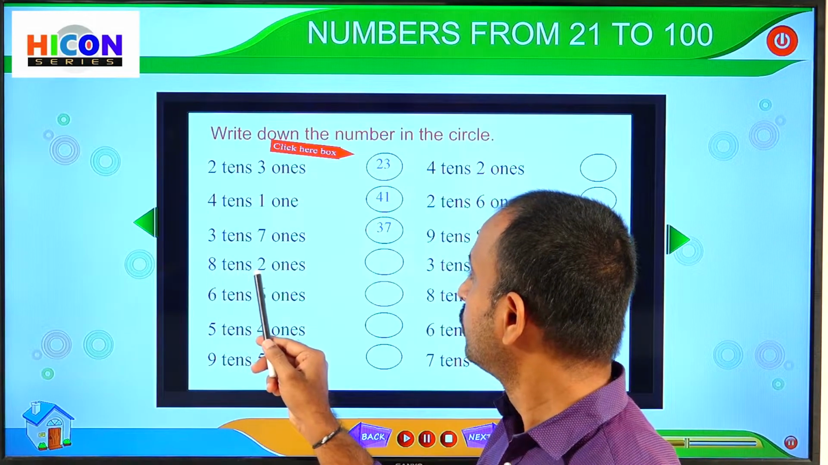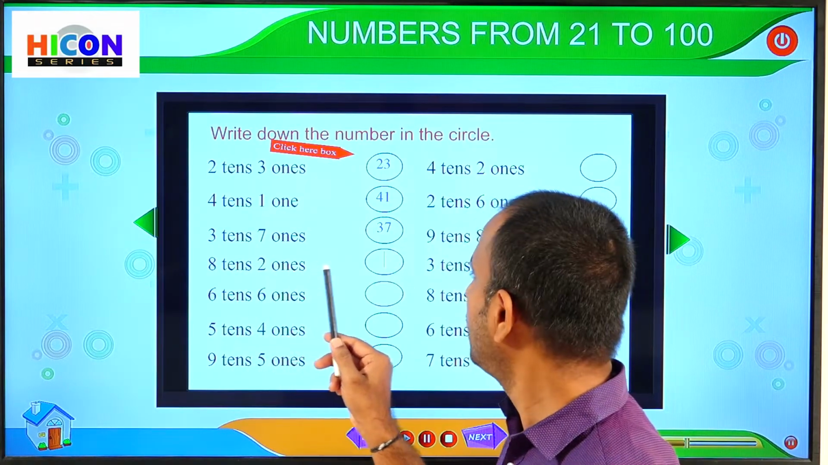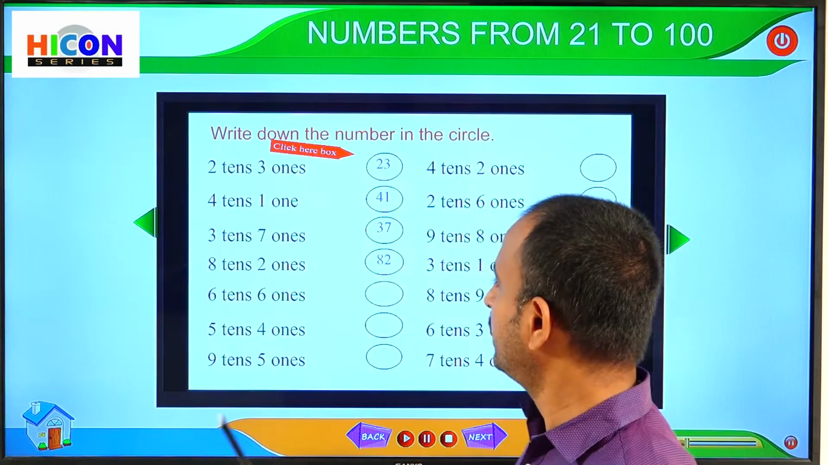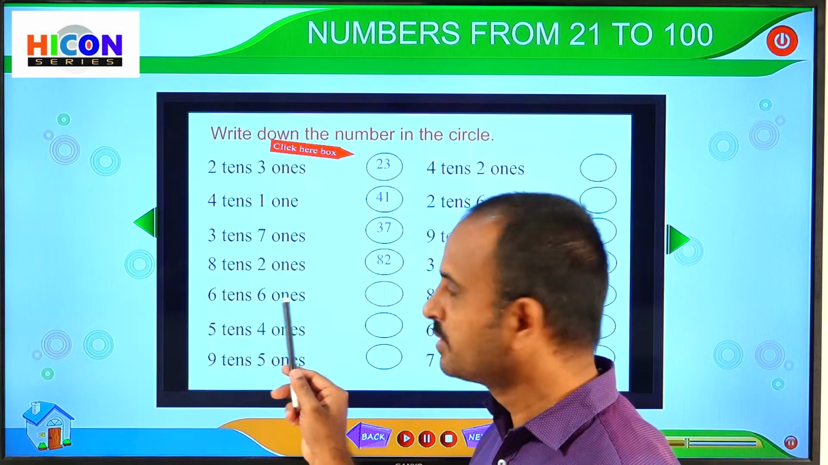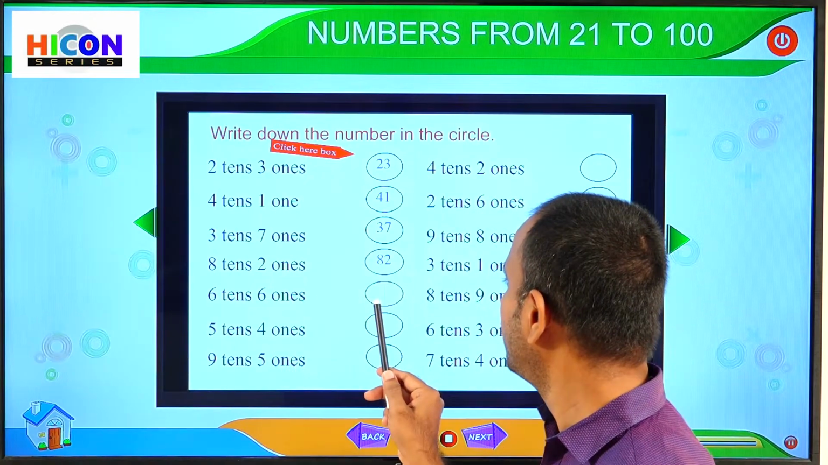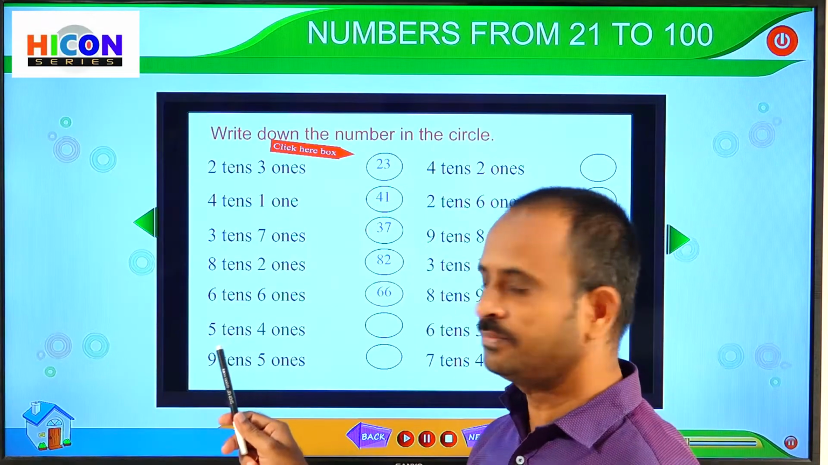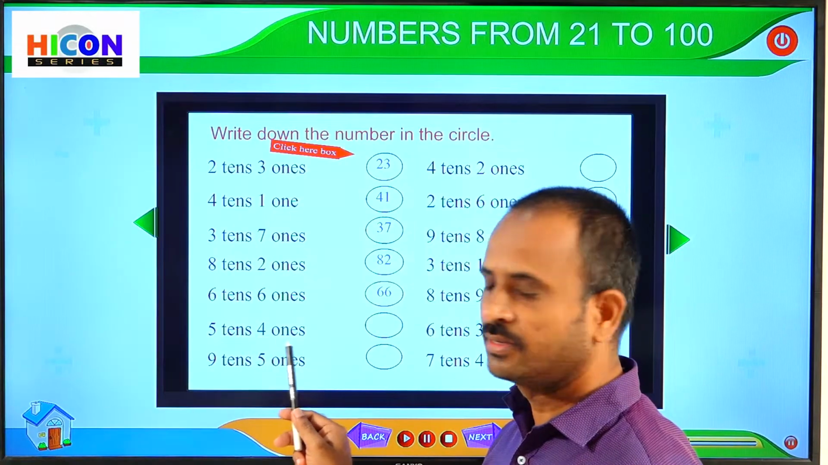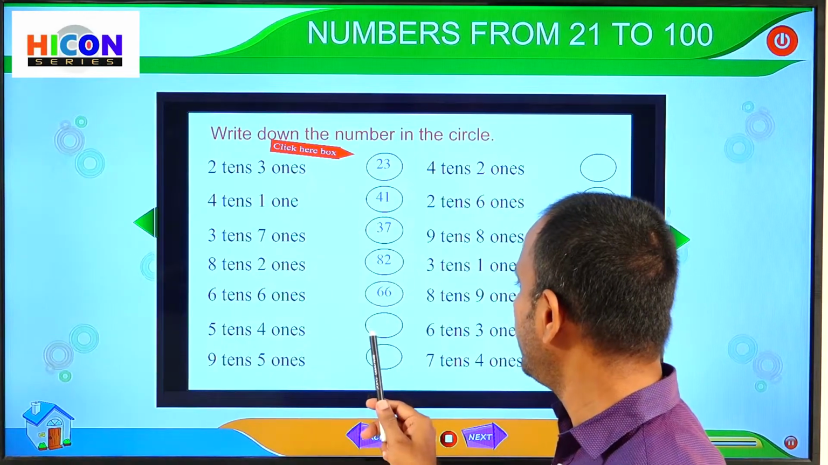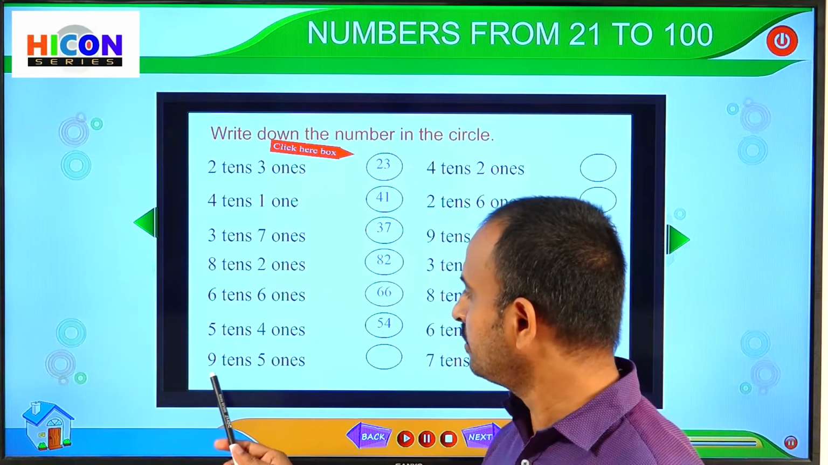So see the next one. There are 8 tens, 2 ones. That is 8 is present in the tens place, 2 is present in the ones place, and the number will be 8, 2. That is 82. And see the next one. 6 tens, 6 ones. So 6 is present in the tens place, 6 is present in the ones place, and the number will be written as 6, 6. That is 66. And see the next one, children. 5 tens, 4 ones. So 5 is present in the tens place, 4 is present in the ones place. And the number will be written as 5, 4. That is 54.